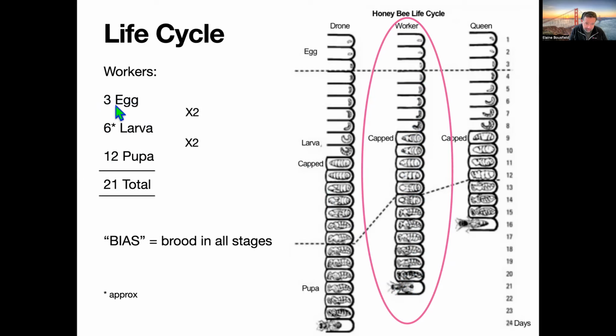It doubles each time. So if you had 3 eggs, you would expect 6 larvae and 12 pupae, assuming that the queen was laying at a constant rate. And the phrase BIAS means brood in all stages. So that means you've got eggs, larvae, and pupae in your hive.